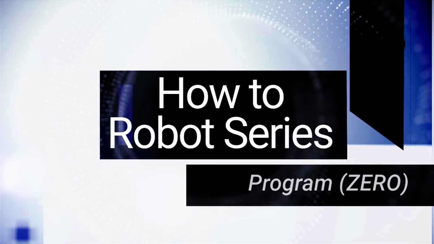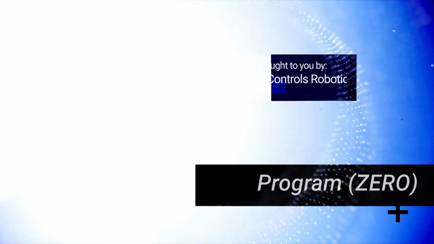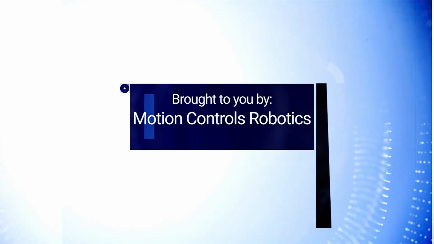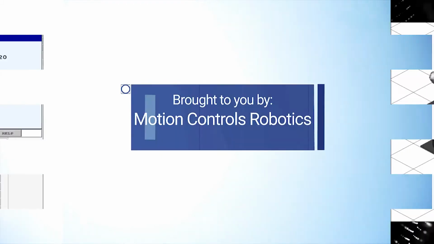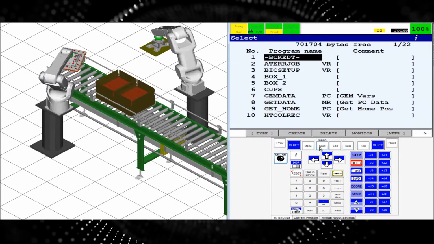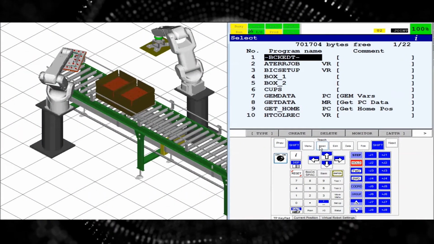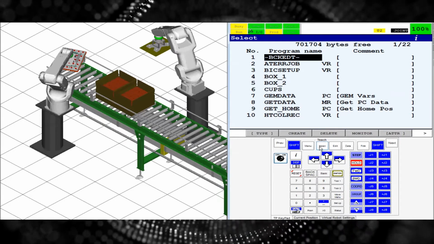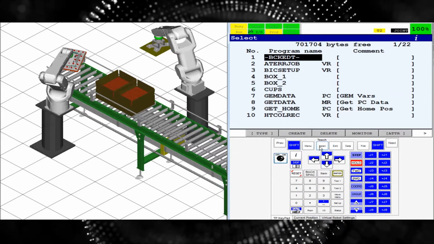This how-to video is going to go through how to develop a zero program to check robot mastering. Under Teach options, find Select. This brings up a list of previously developed programs which can be selected using the arrow keys, and the option to create a new program.